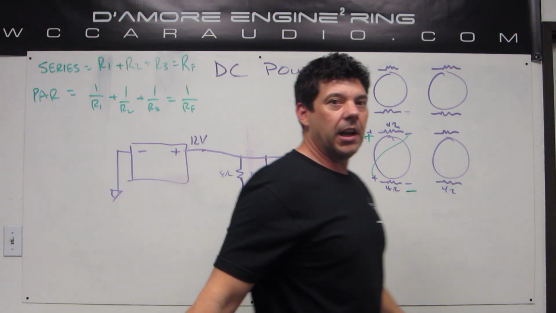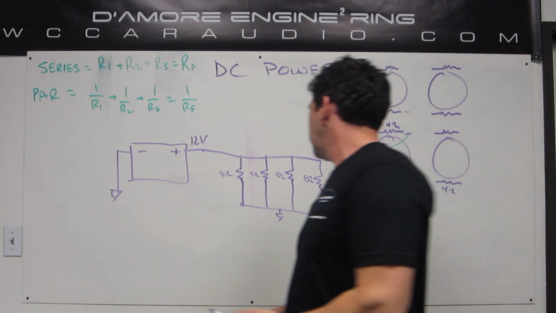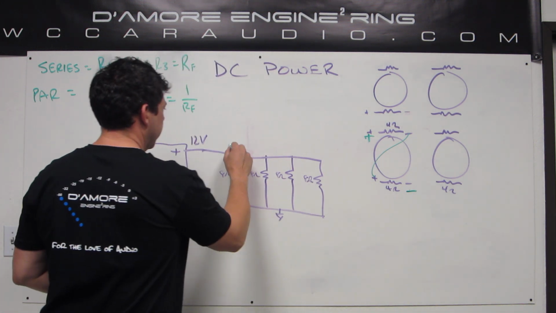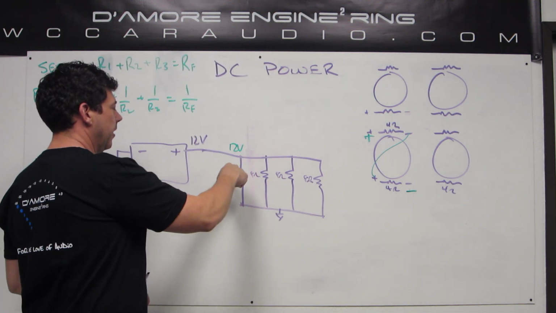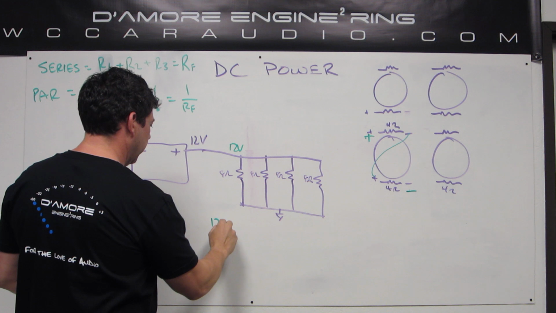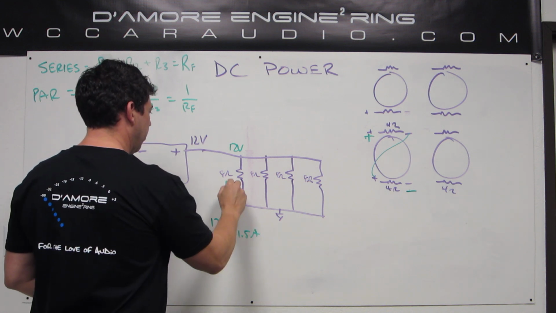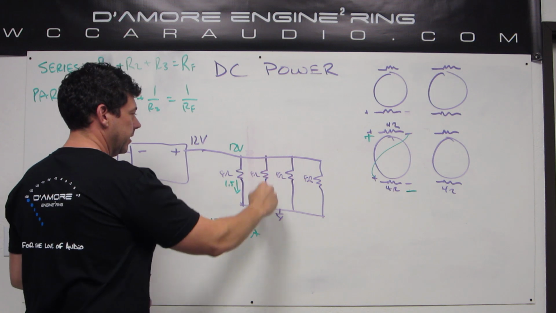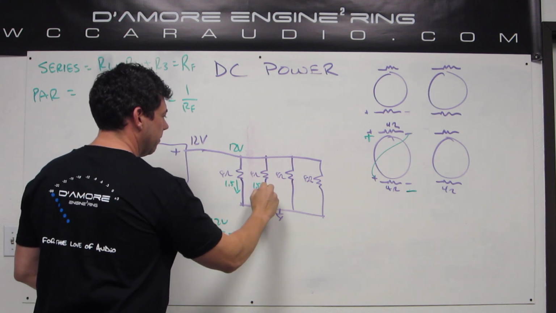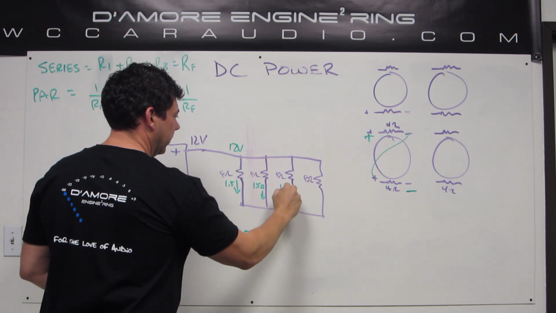But we can also figure it out using some Ohm's Law stuff that we've learned, because we have 12 volts here, and this is 8 ohms, so the current here is 12 volts divided by 8 ohms, or 1.5 amps. So we have 1.5 amps going this way. This is the same thing, 1.5 amps, and again and again.